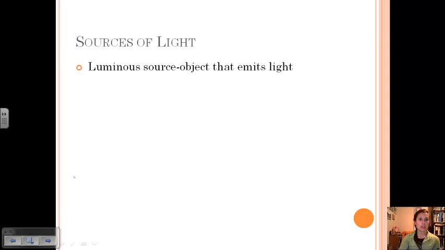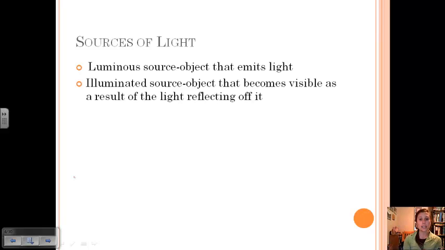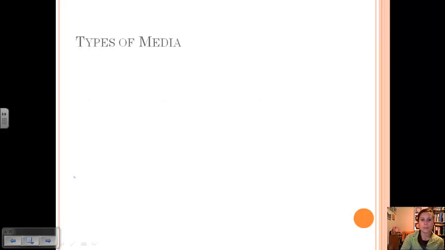Okay, so before we can do that, we need to talk about sources of light. So a luminous source is the object that emits light. It's luminous. The illuminated source is the one that becomes visible as a result of light reflecting off of it. So most objects that we see are illuminated. The luminous source would be like a light bulb or something, or the sun, something that is emitting light.